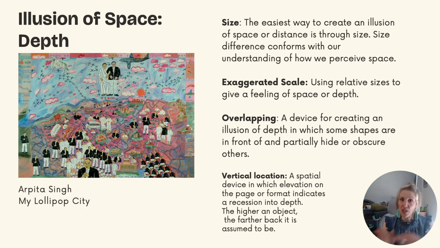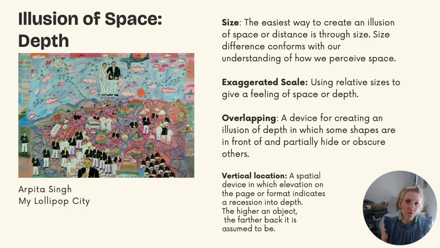Exaggerated scale is using relative sizes to give a feeling of space or depth. Overlap is a device for creating an illusion of depth in which shapes are in front of, partially hiding or obscuring others, right? This gives us the sense that something is in the foreground, something is in the background.